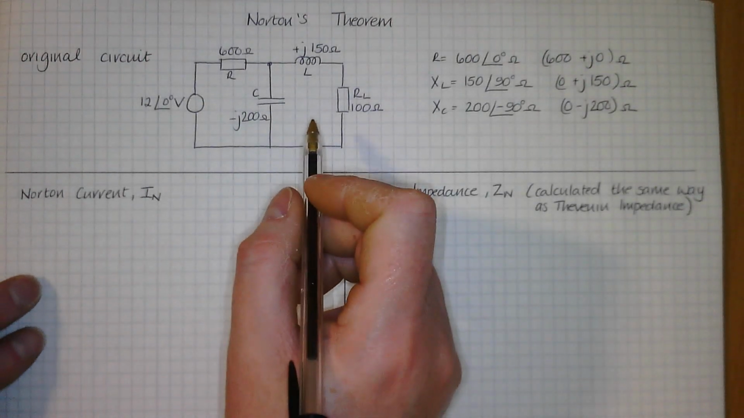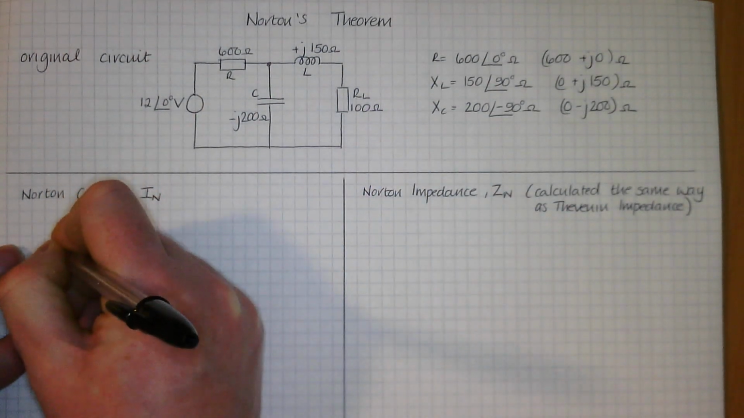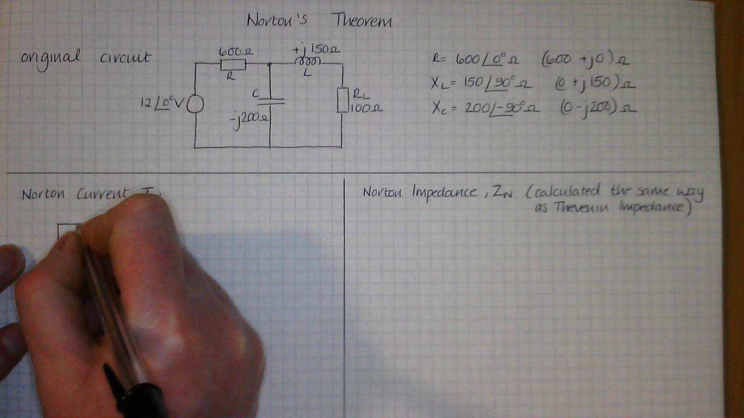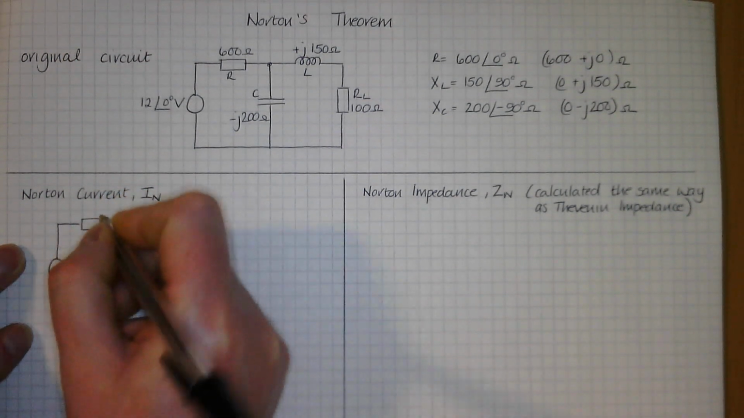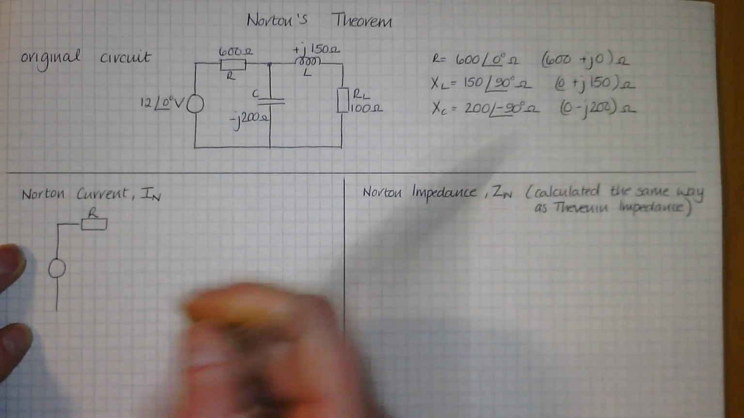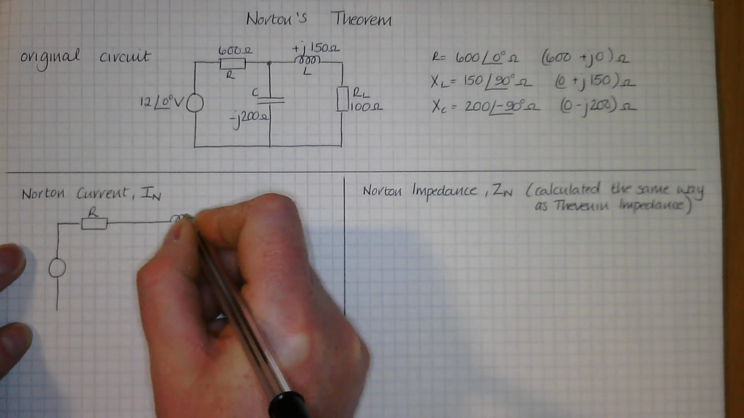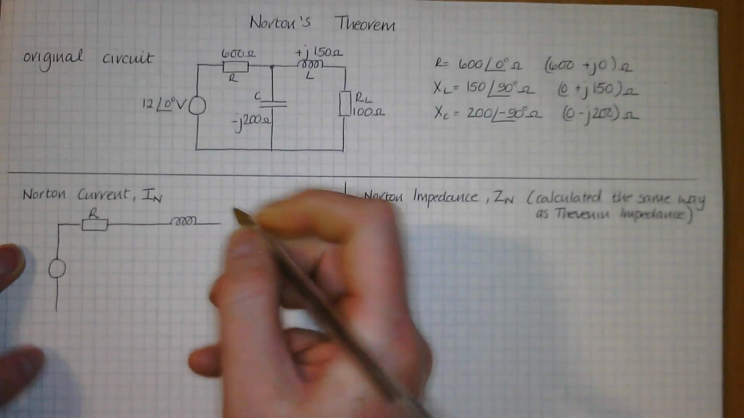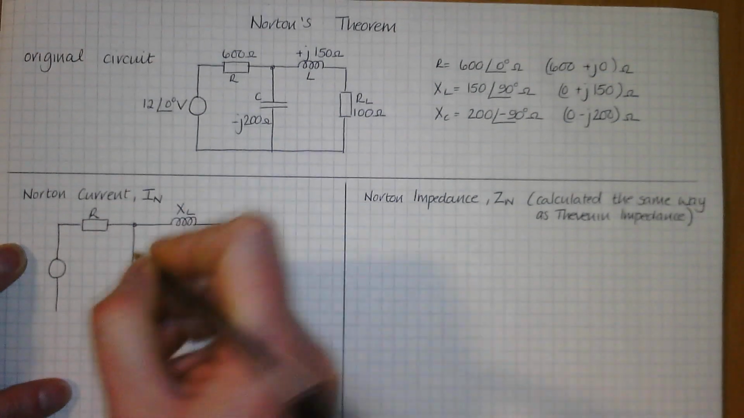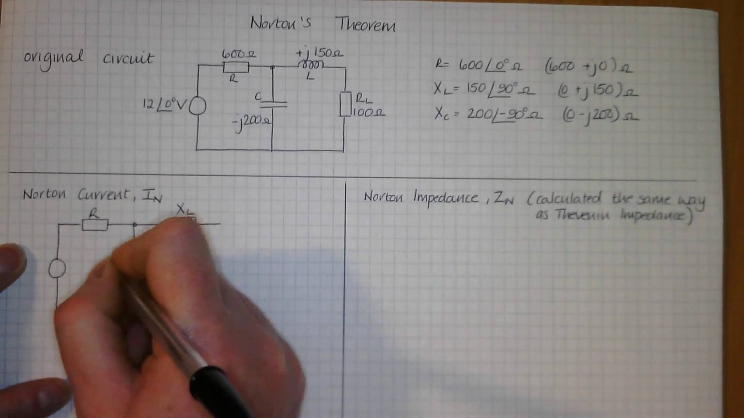So to get your Norton current from this, you're going to take this circuit and redraw it, keeping in your 12 at an angle of 0. Your resistor, which is 600 ohms, or 600 at an angle of 0, 600 plus j0. Your inductor, your XL. And in this central branch you've got a capacitor, C, your XC.